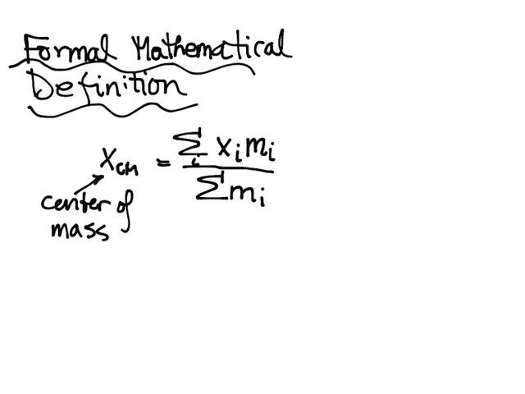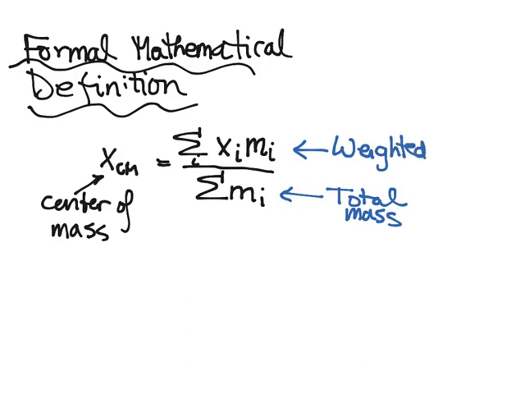Now, this maybe looks a little bit scary and complicated, but the bottom is just our total mass, if I add up all the mass, and the top is helping us find a weighted average of where the mass is located.